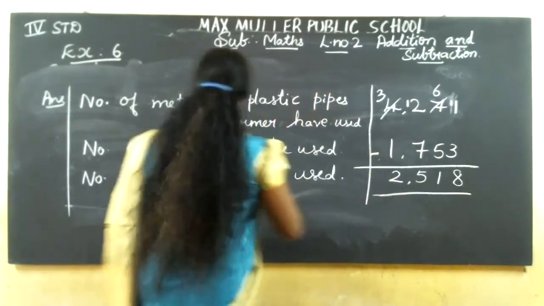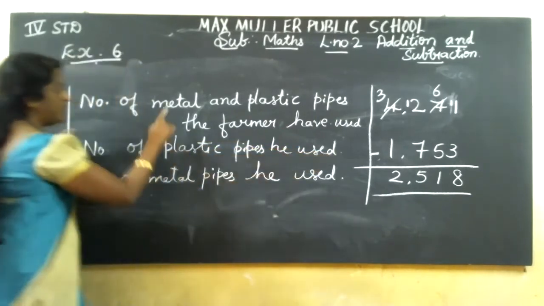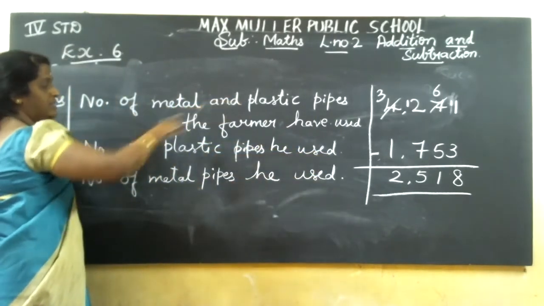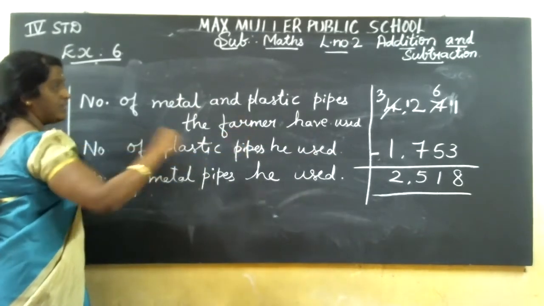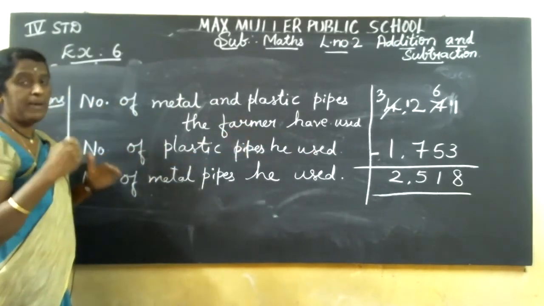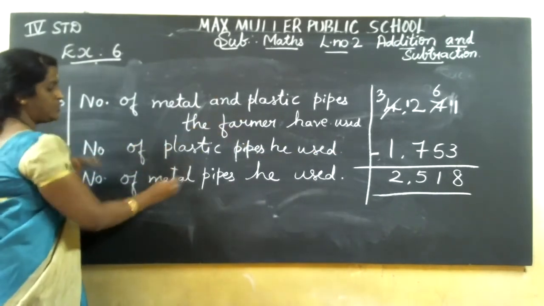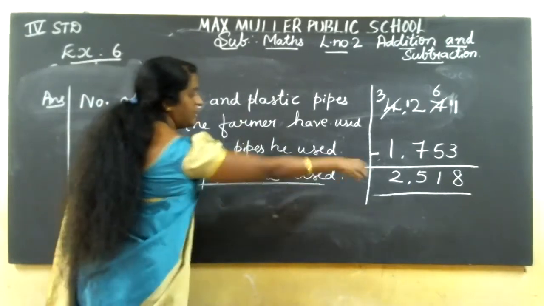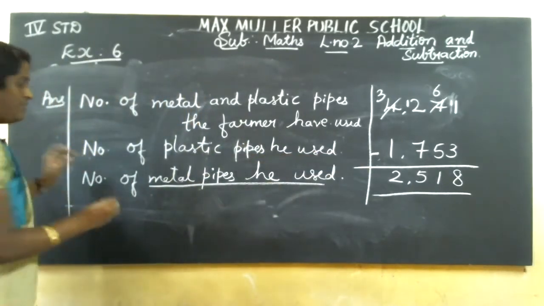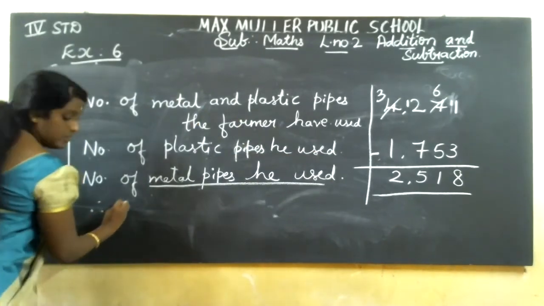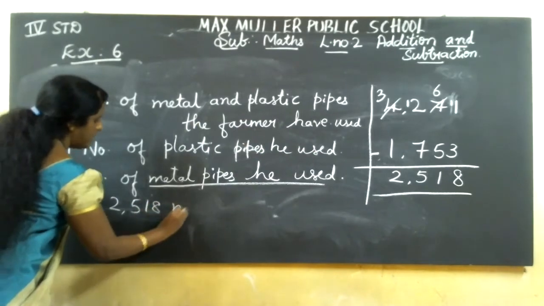So the number of metal pipes he used is 2,518. See here, in total he has used 4,271. Plastic pipes he used 1,753. The question is how many metal pipes he has used. Okay, so we did subtraction. So the metal pipes he has used is 2,518. So you can write, therefore, 2,518 metal pipes.